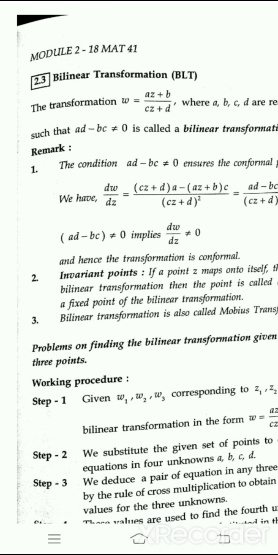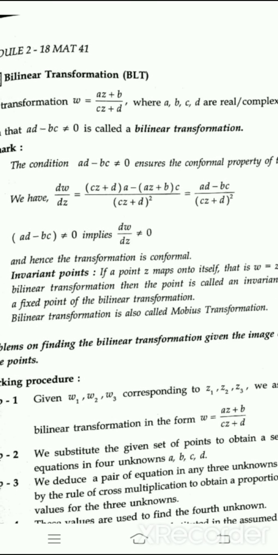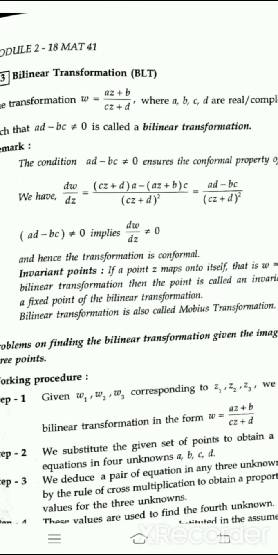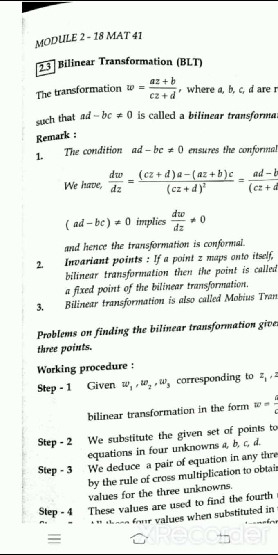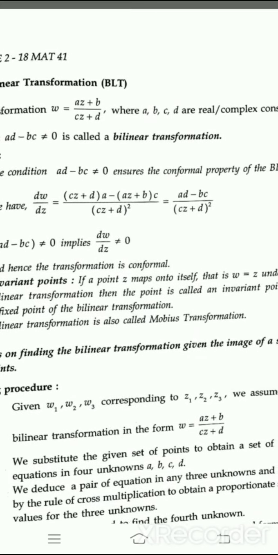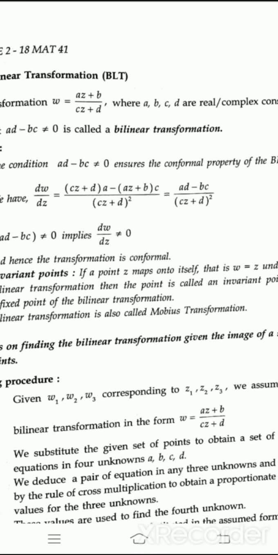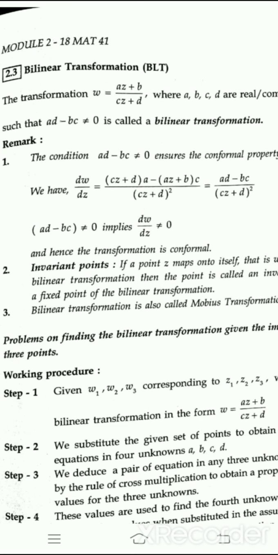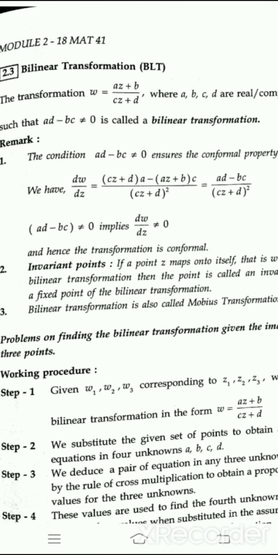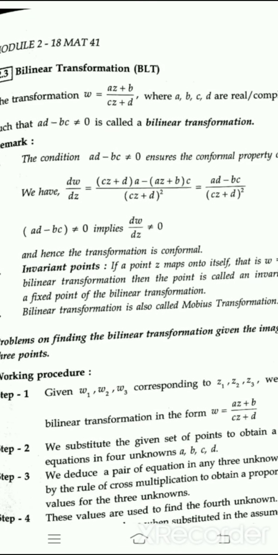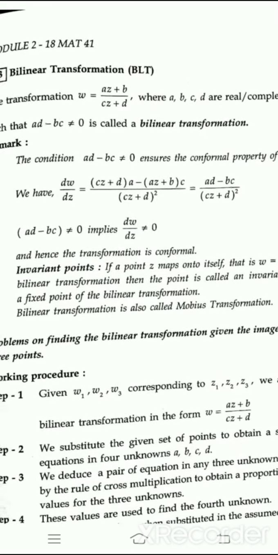The transformation w is equal to (az plus b) divided by (cz plus d), where a, b, c and d are real or complex constants such that ad minus bc is not equal to 0, is called the bilinear transformation. It is denoted as BLT. Some main points of the bilinear transformation: the first condition is ad minus bc is not equal to 0.